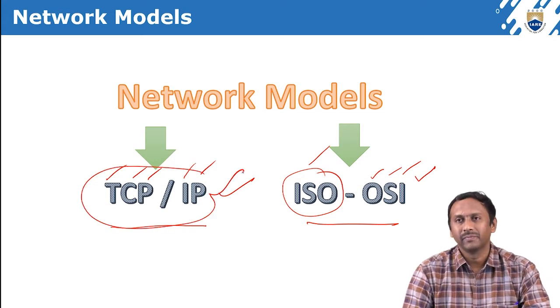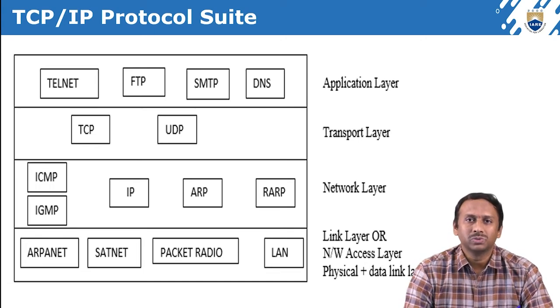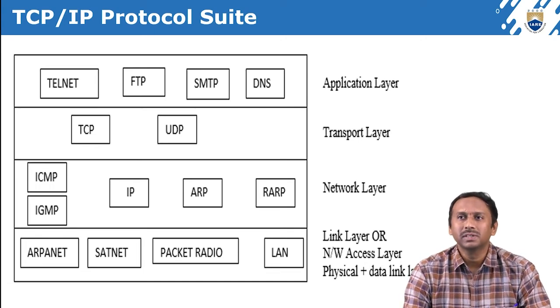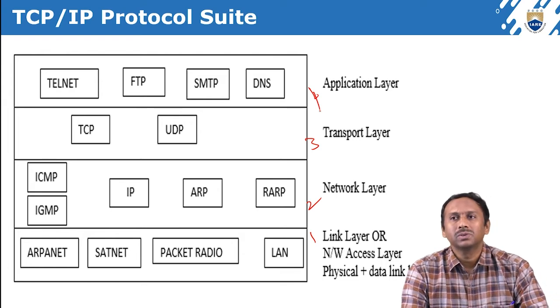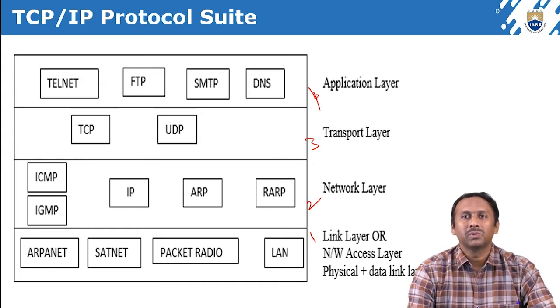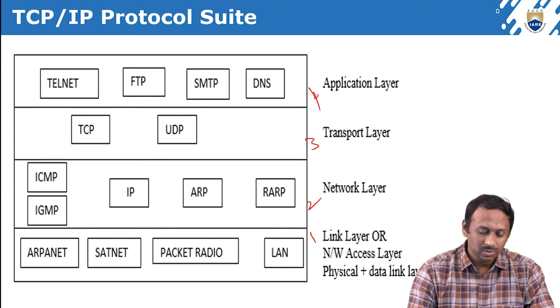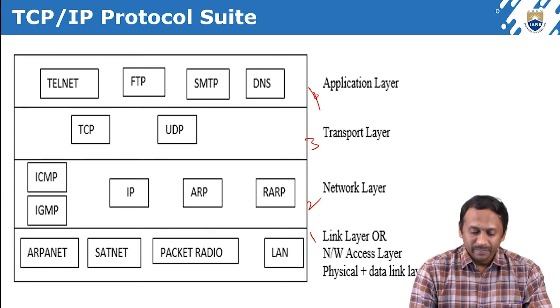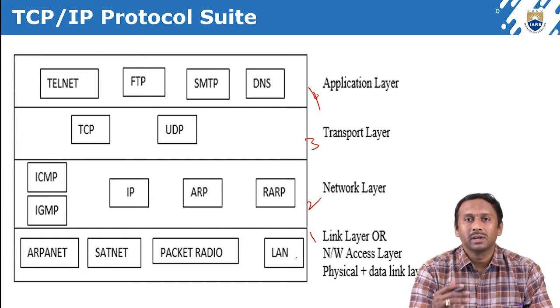TCP/IP. And this is the TCP/IP protocol suite. If you observe this figure, there are four layers: 1, 2, 3, and 4. Each and every layer has a unique set of protocols, and the important protocols generally used in each layer are displayed in this figure. One thing you need to remember: it's a bottom-up approach.